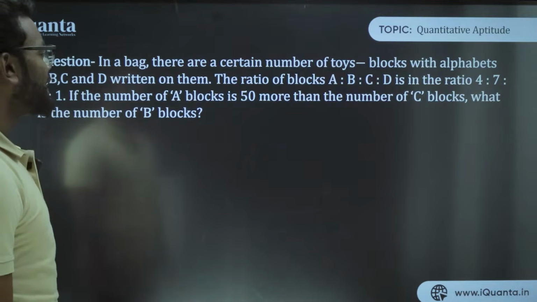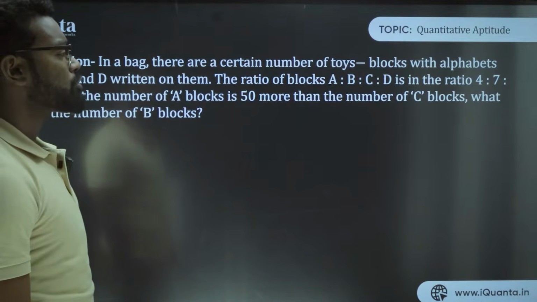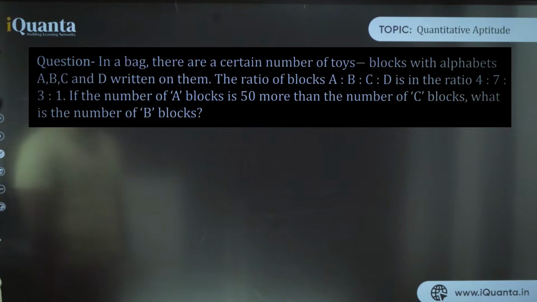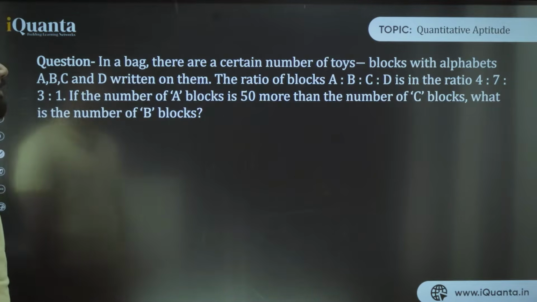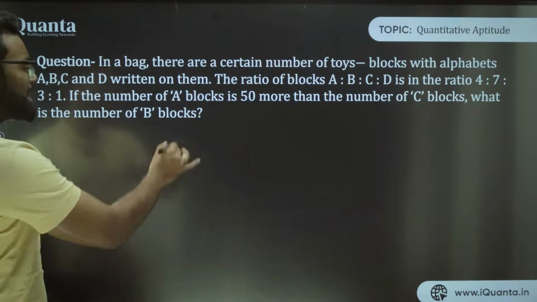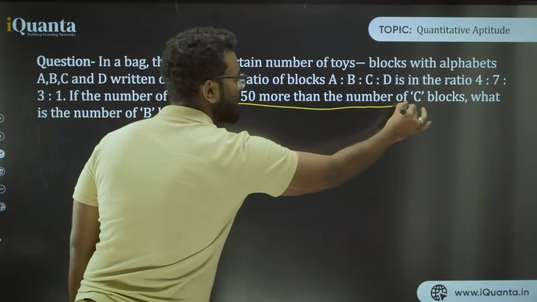The question is, in a bag there are a certain number of toy blocks with the alphabets A, B, C and D written on them. The ratio of blocks A to B to C to D is 4 to 7 to 3 to 1. So it is given that the number of A blocks is 50 more than the number of C blocks.